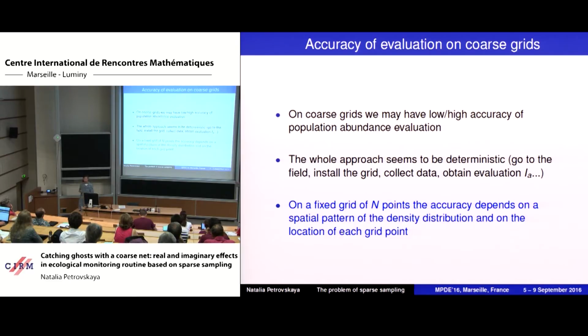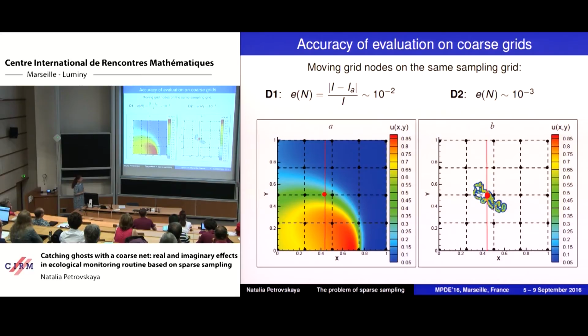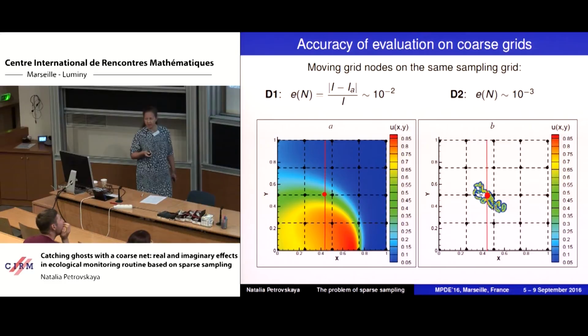However, there is one observation which is crucial for our discussion, because when we have a fixed grid of endpoints, our accuracy depends on a special pattern of the density distribution, okay, so we could see it, but also it depends on the location of each grid point. So what do we mean by this statement? We don't know when we go to a field and we install our grid of traps or whatever we use, we don't know actually, in this case, either the exact location of this non-zero density subdomain. In this case, we don't know what is the exact location of the front that separates zero and non-zero domains.